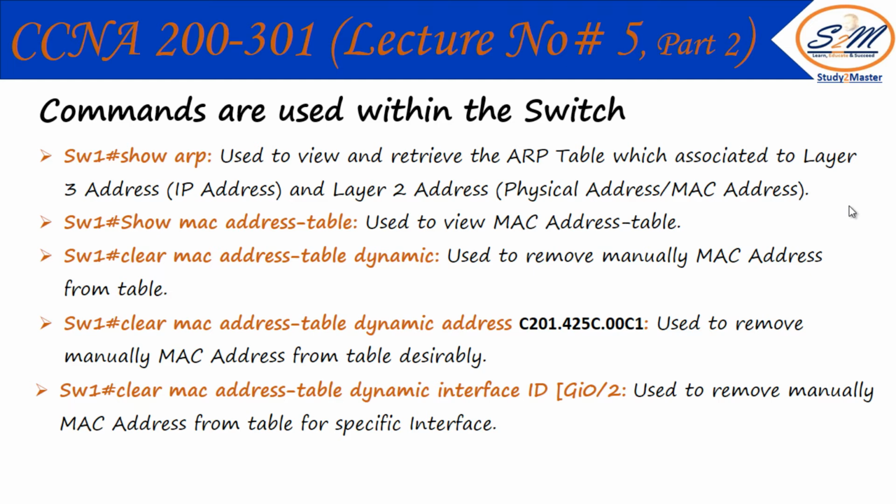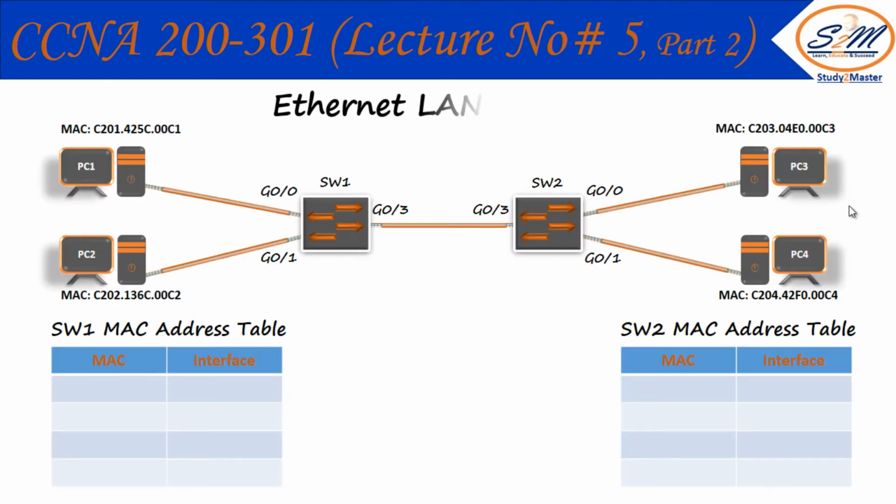Clear MAC address table dynamic address, followed by a specific address, is used if we want to delete that MAC address from the table. Clear MAC address table dynamic interface, followed by an interface ID such as gig0/2, is used to remove MAC addresses from the table for a specific interface. These are the commands which we will use in a few minutes, and I will show you how to use them.